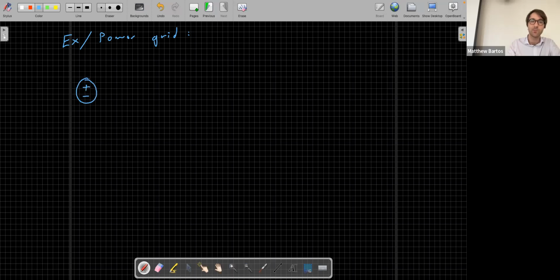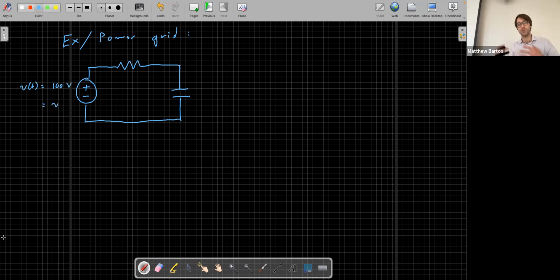Okay, so we have our power grid system. We're treating it like an RC circuit. So it's a power grid with some resistance and some storage element that we're representing as a capacitor. We have a constant step input to the system of 100 volts. I'm just going to call this V, V being a constant equal to 100 volts, where time is greater than 0. Our resistance is equal to 1 megaohm, and our capacitance is equal to 0.2 microfarads.